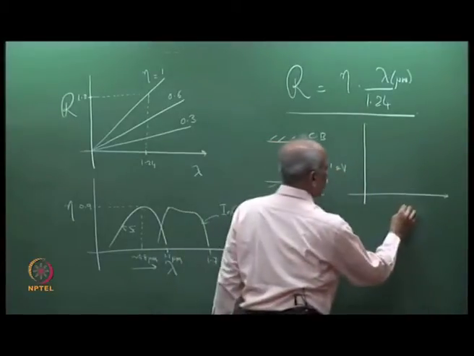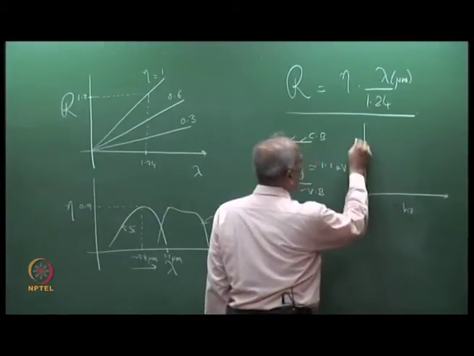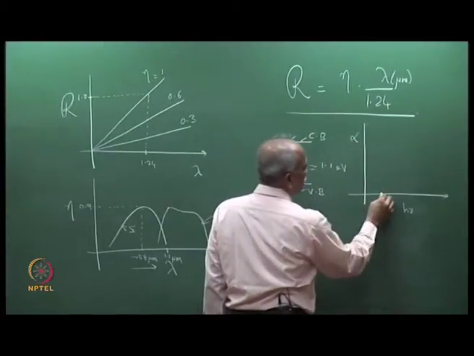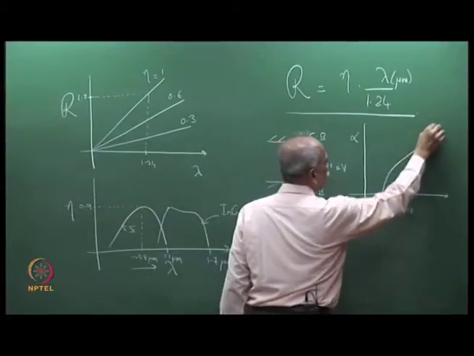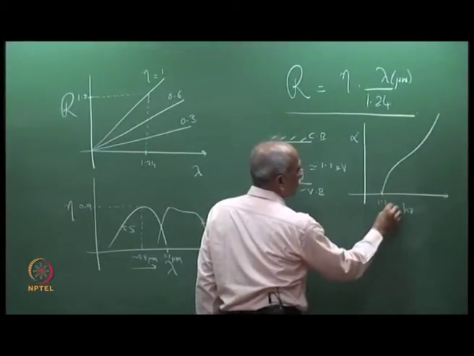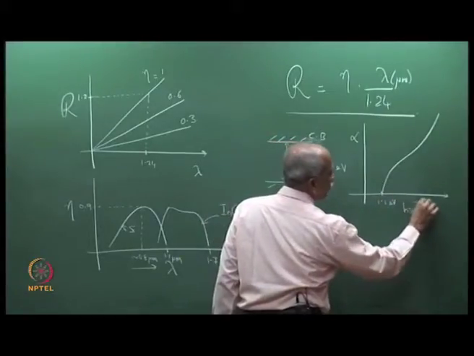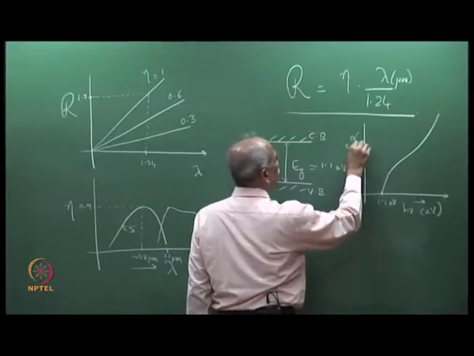So, this is h nu. We recall that the absorption coefficient alpha here starts at Eg and then goes up. This is for silicon, so Eg equals 1.1 eV. So, h nu in eV, and this is alpha in centimeter inverse.